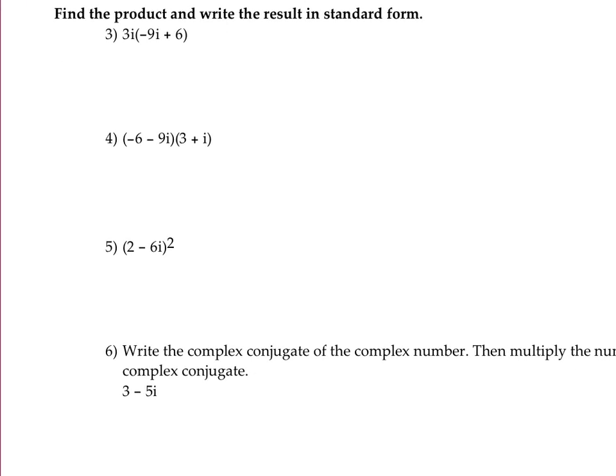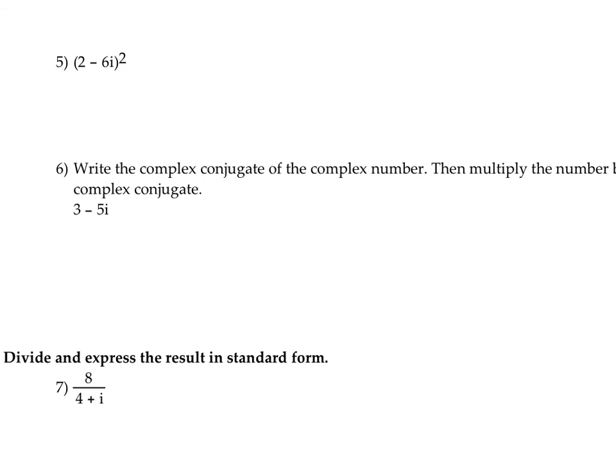Be careful with something like number 5. Do not distribute the exponent. You want to expand and FOIL that. Number 6 says write the complex conjugate of the complex number and then multiply it by its complex conjugate. So what would be the conjugate of 3 minus 5i? Good. 3 plus 5i. And then what's the shortcut? A squared plus b squared. Remember, we ignore the i. So the 3 is the a and the 5 is the b. So I'd get 9 plus 25, which is 34.